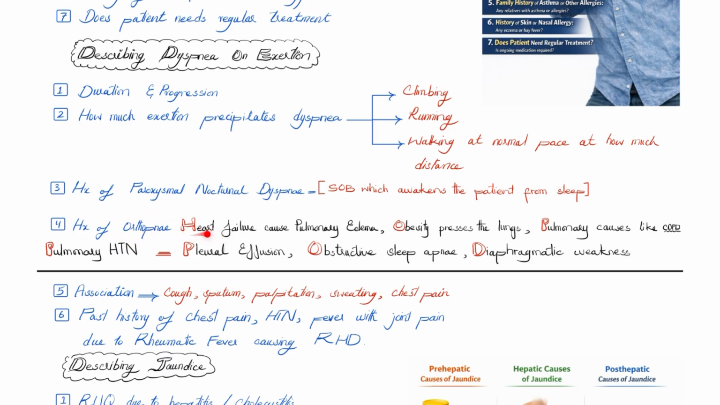And causes can be remembered with HOPHOT, that is heart failure, which causes pulmonary edema, obesity, which stresses the lungs, pulmonary causes like COPD and pulmonary hypertension, pleural effusion, obstructive sleep apnea, and diaphragmatic weakness. Then ask if dyspnea is associated with any other symptoms like cough, sputum, palpitation, sweating, chest pain. And then past history of chest pain, hypertension, fever with joint pain due to rheumatic fever causing rheumatic heart disease.